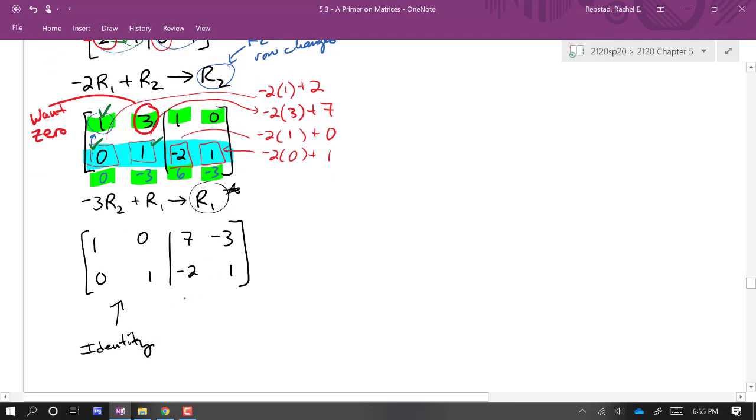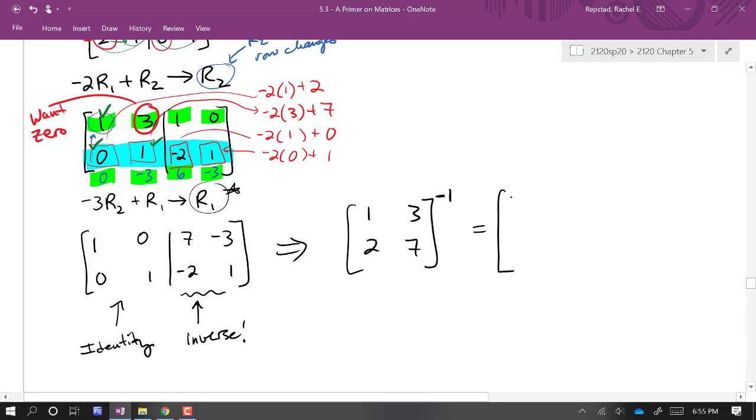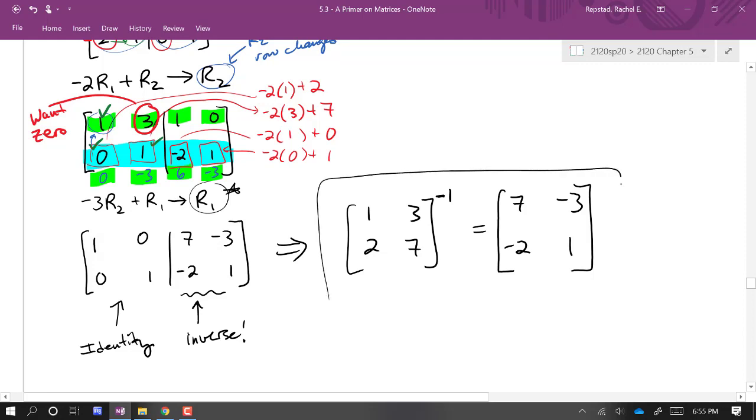That means that this is the inverse. So we have just deduced that the inverse, so we started with that matrix, the inverse, so I'm using that superscript -1 notation, the inverse of that matrix is equal to 7, -3, -2, 1. And if you multiplied them together, you could check that you will get the identity.